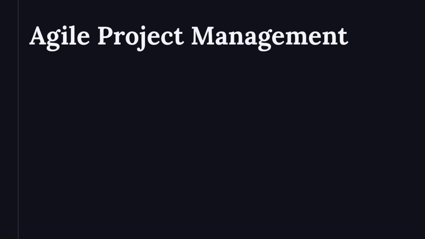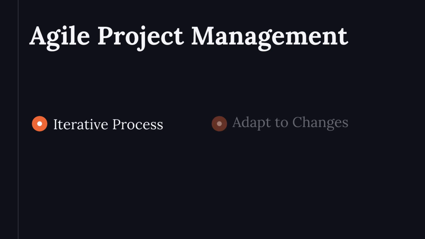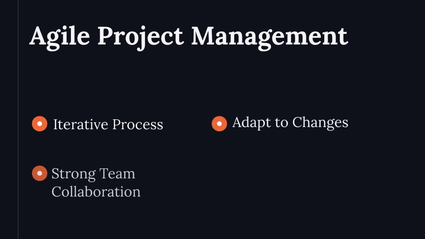Agile methodologies offer iterative project management. They adapt to changes and provide tangible results. Agile involves strong team communication and collaboration. Scrum and Kanban are popular Agile frameworks. They suit fast-paced, dynamic projects.